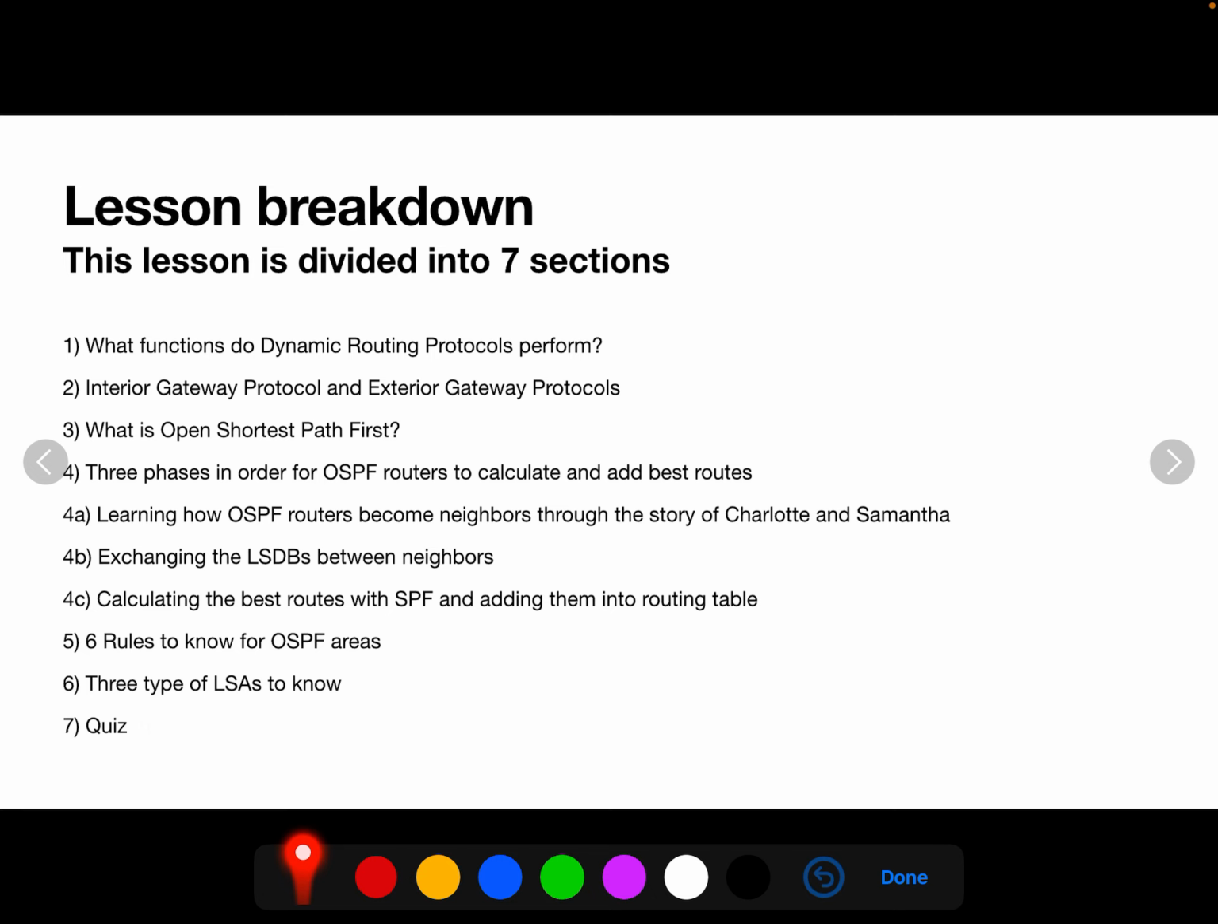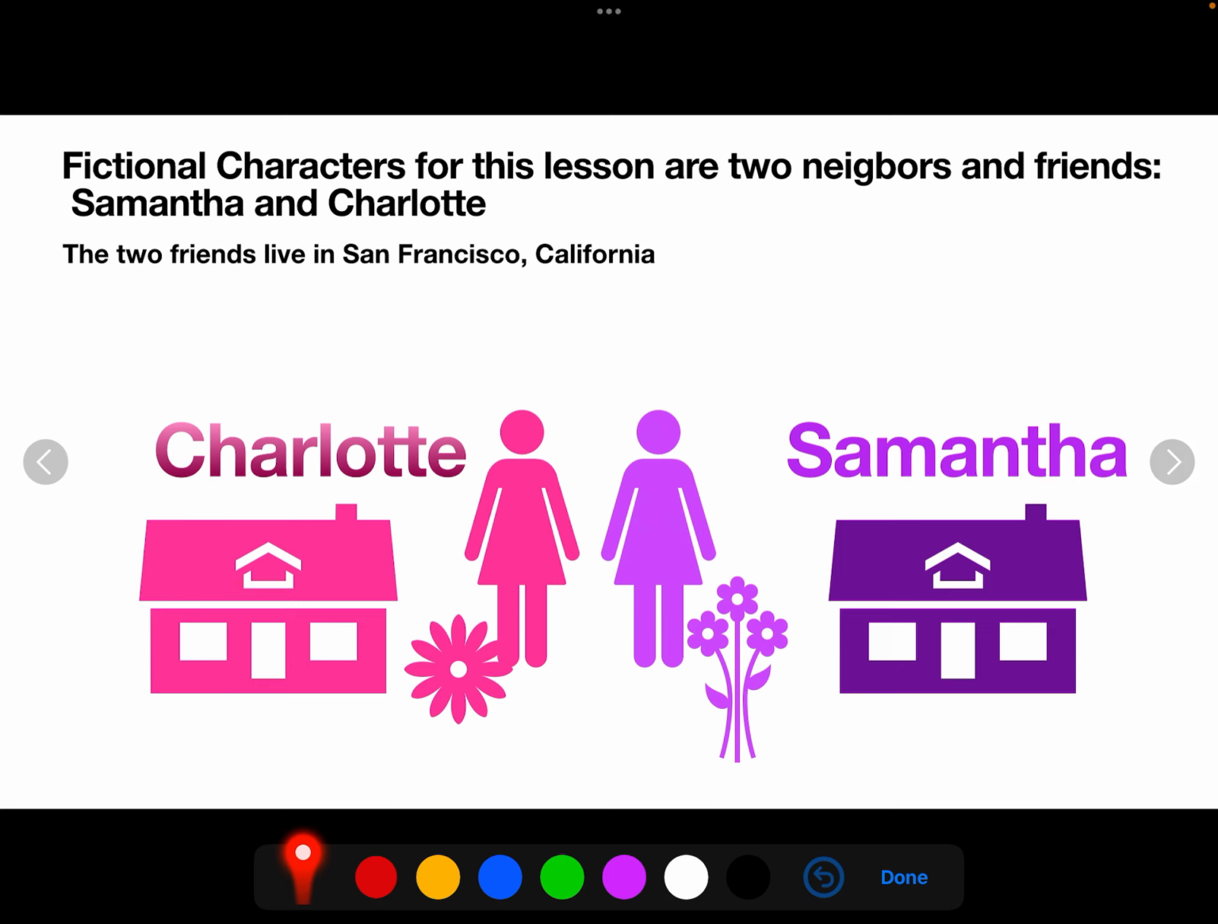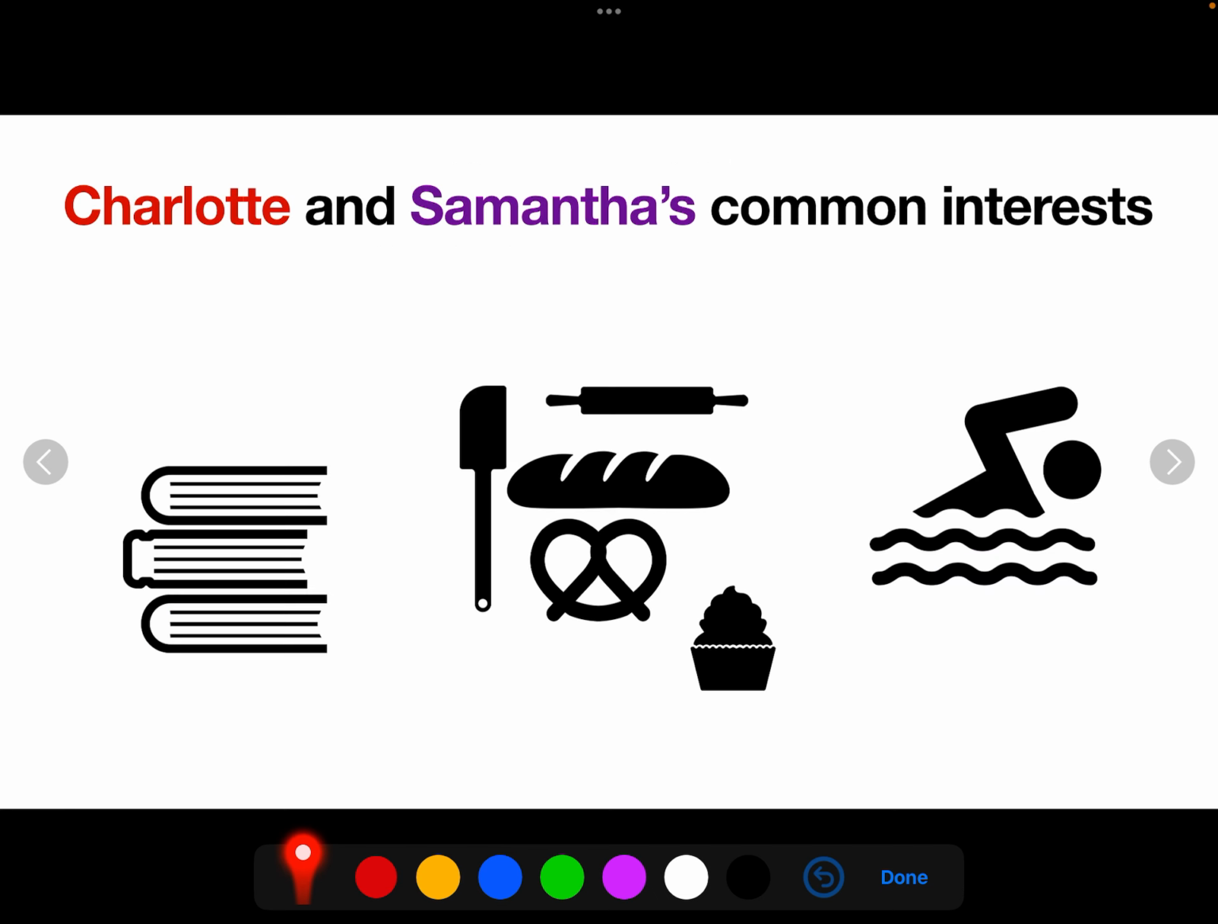Now, I want to introduce to you guys 2 fictional characters that I'm going to be using in this lesson to explain some concepts. So meet Charlotte and Samantha. Charlotte and Samantha are neighbors and they're best friends. They live in San Francisco, California. They have some common interests. Both are avid readers, both love baking, and they both go to the same swimming club, so they are both swimmers as well. These are some common interests that they share, and this is going to be important later on.